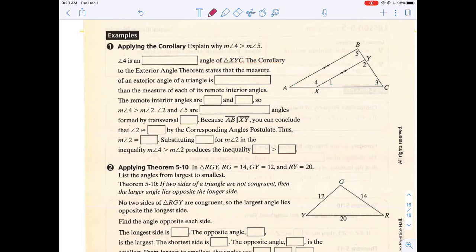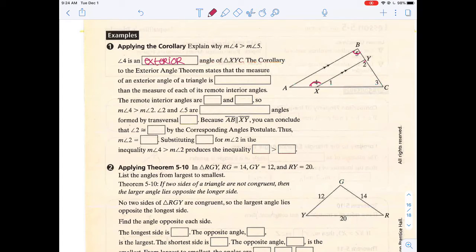Okay, let's take a look at some examples using that information. First, applying the corollary. So explain why the measure of angle 4 is greater than the measure of angle 5. So we're looking at angle 4 here and angle 5 up here. Angle 4 is an exterior angle because it's on the outside of triangle XYC. Okay, so it's an exterior angle here.